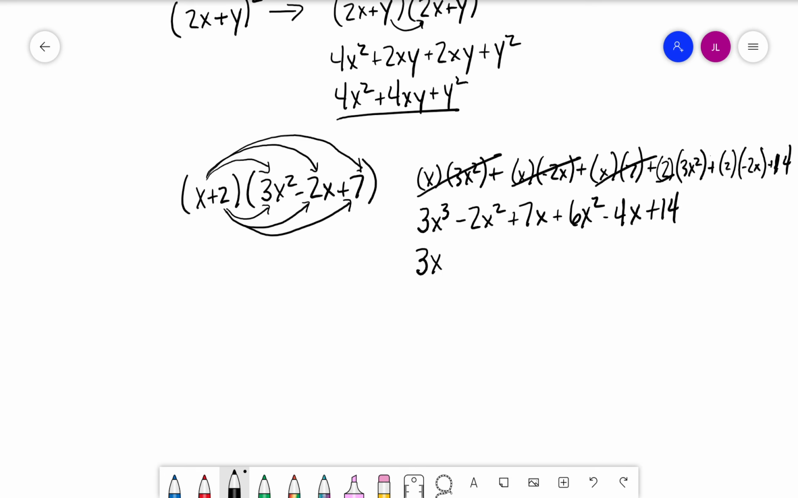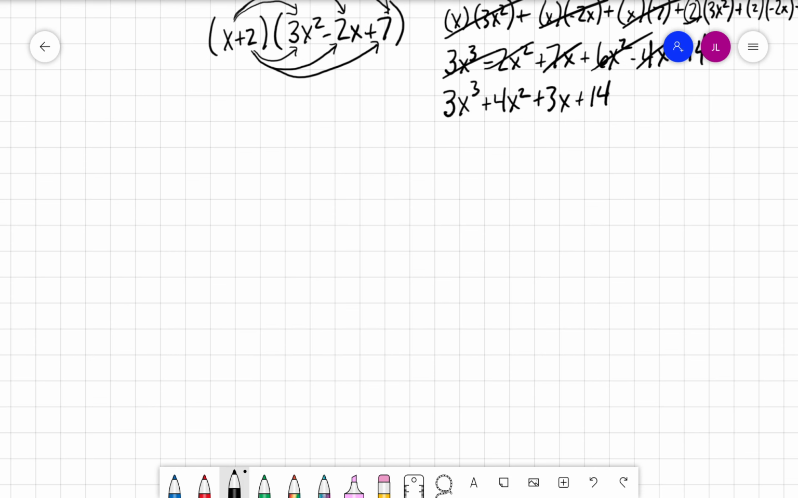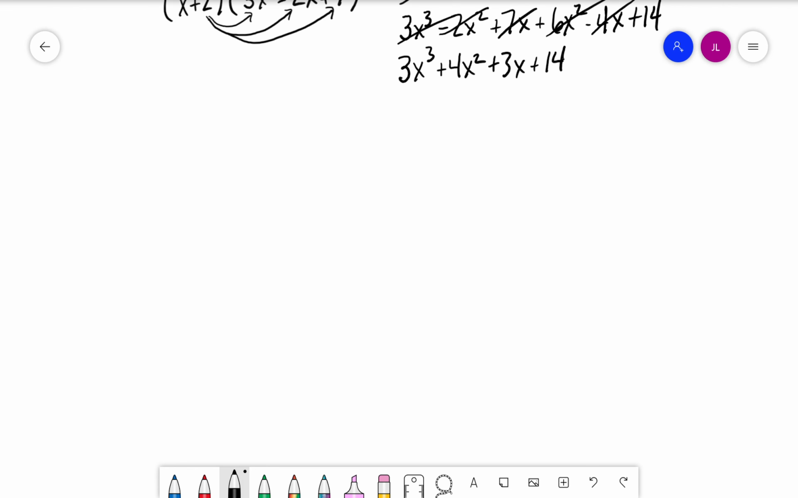We don't have any more x cubed, so it's just 3x cubed. Negative 2x squared plus 6x squared is plus 4x squared. I cross them out because if we get into long polynomials and you have a lot of terms, you can get lost. So now we're going to take 7x minus 4x, which is 3x plus 14. And there we go, multiplying a binomial by a trinomial.